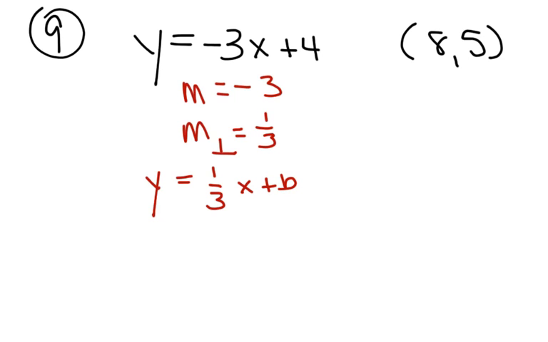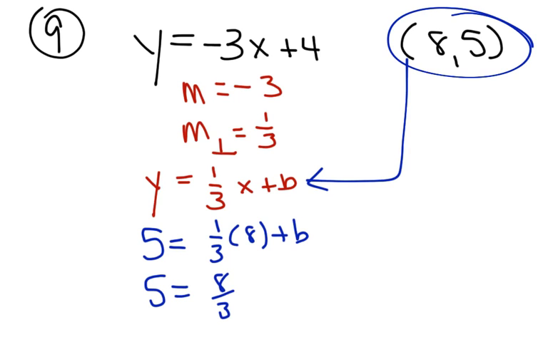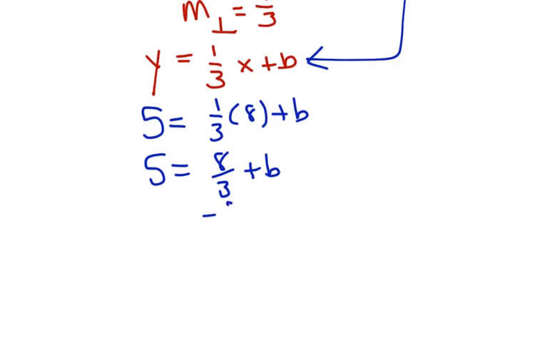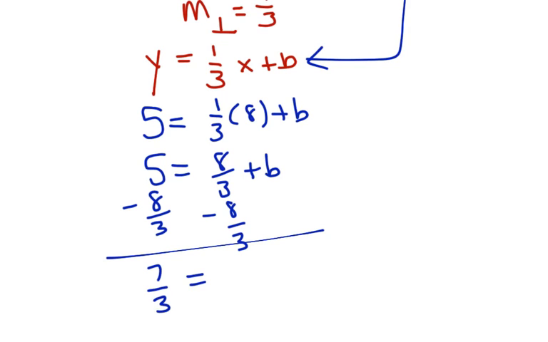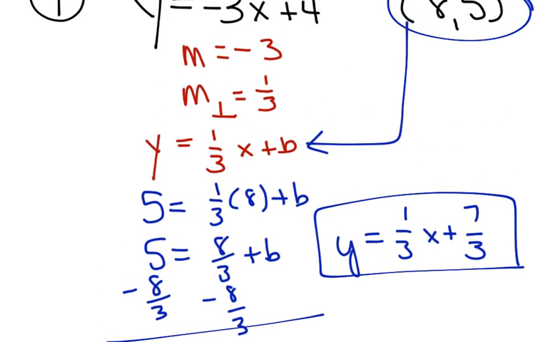What I don't know is the y-intercept. Now I'm going to plug this ordered pair into this equation because I know that (8,5) lies on my new line. So I'm going to get 5 is equal to 1/3 times 8 plus b. So 5 is equal to 8/3 plus b. When I subtract 8/3 from both sides, I'm going to find out that b is 7/3. So y equals 1/3 x plus 7/3 is the equation of the line perpendicular to -3x plus 4, but also passes through the point (8,5).